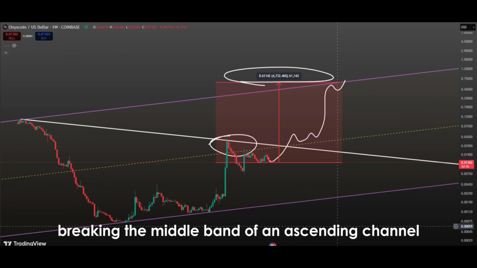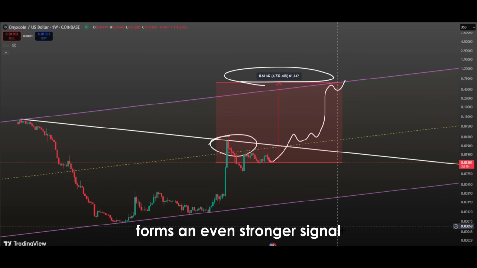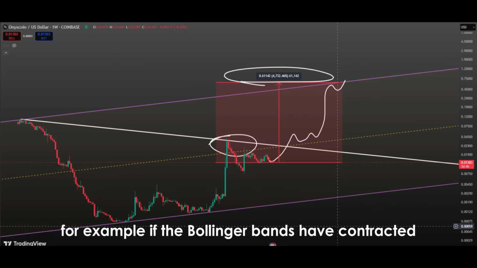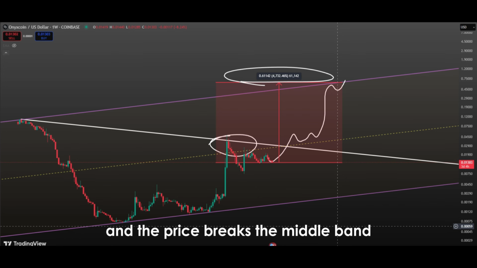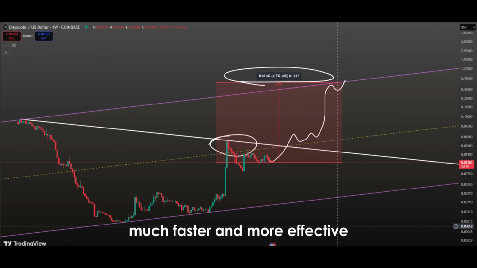Breaking the middle band of an ascending channel, when evaluated together with other technical indicators, forms an even stronger signal. For example, if the Bollinger Bands have contracted and the price breaks the middle band, the strength of this move is amplified. If the RSI also shows upward momentum, the price's movement toward the upper band becomes much faster and more effective. This combination represents a critical buying opportunity for investors.